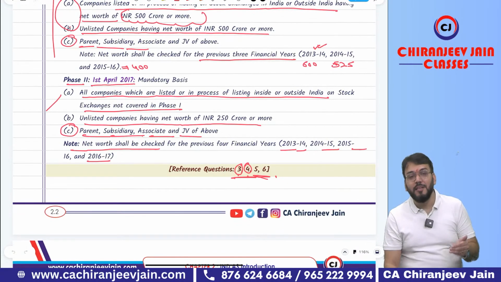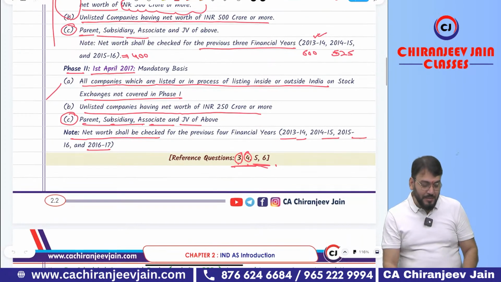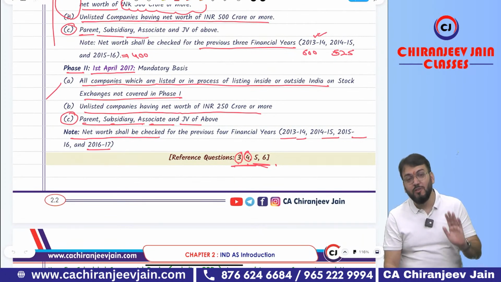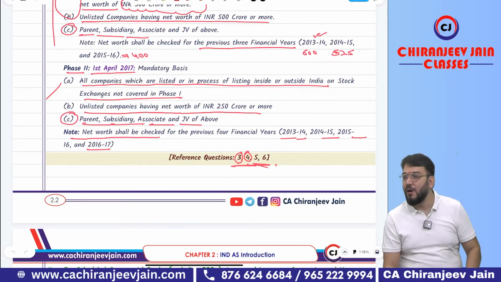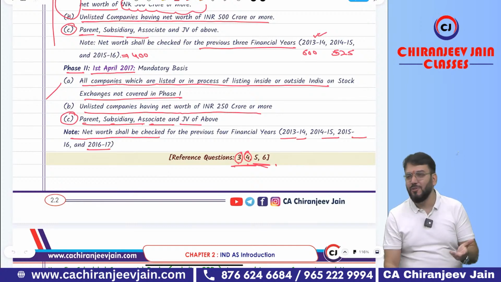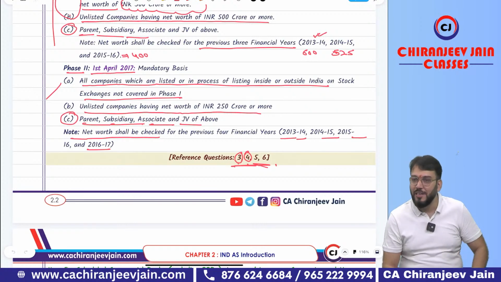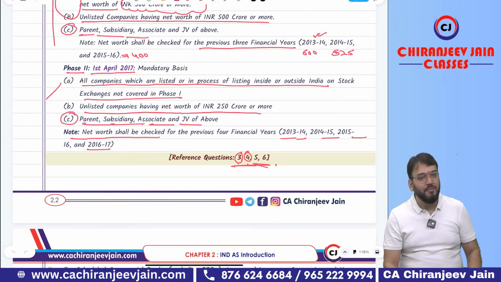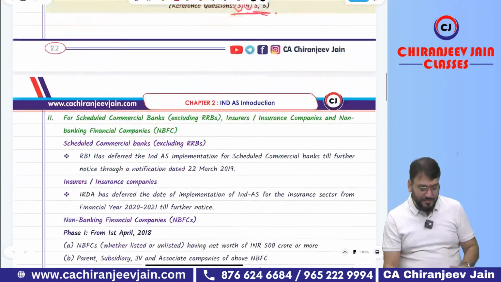Then it was also applicable to some more companies from phase 2. That was from 1st April 2017. Now all the listed companies which were not covered in phase 1 will also be covered from phase 2. An unlisted company having a net worth of 250 crore or more will now be under the purview of Ind AS from phase 2. And also parent company, associate company, joint venture, subsidiary of that company, to them also Ind AS will be applicable. Once again, net worth will be checked for the 4 previous financial years. Got this point? Yes sir.